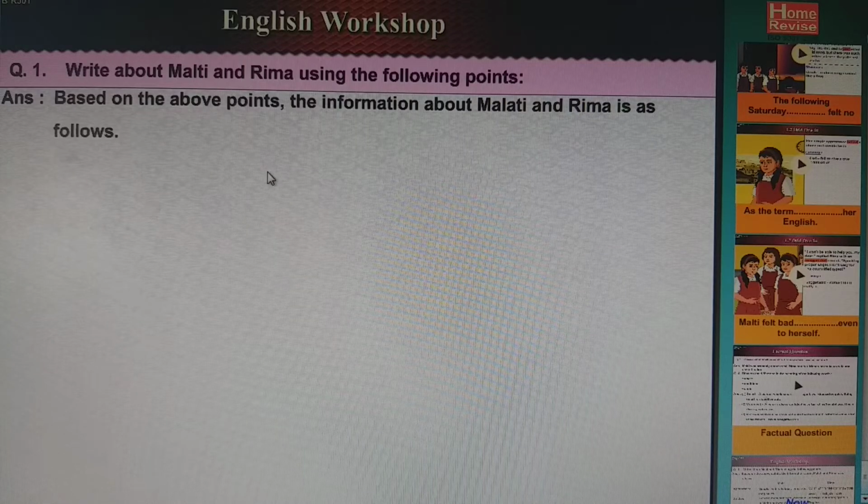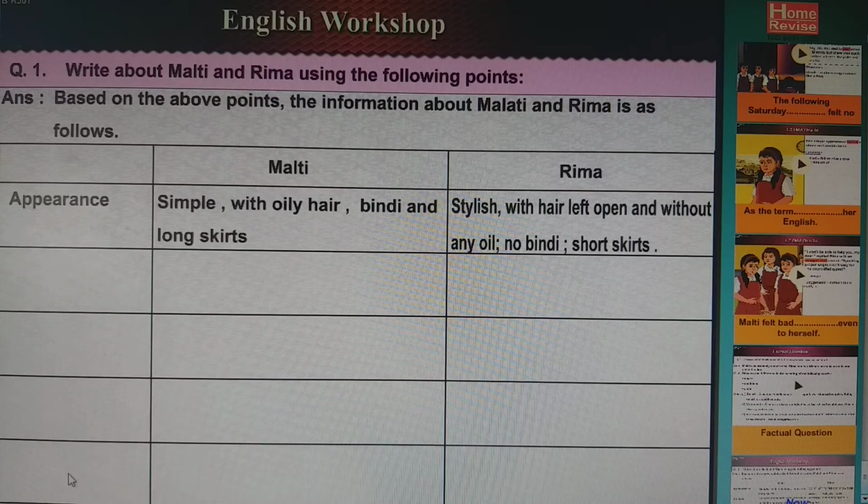First of all, we'll start with the table. You have to draw the table. It will be quite easy for you to do it. And then you start with appearance. First is appearance, then studies, singing, attitude to others, and weak points. You can see the appearance. Malti: simple, oily hair, bindi and long skirt. Rima: stylish, hair left open without any oil, no bindi and short skirts.